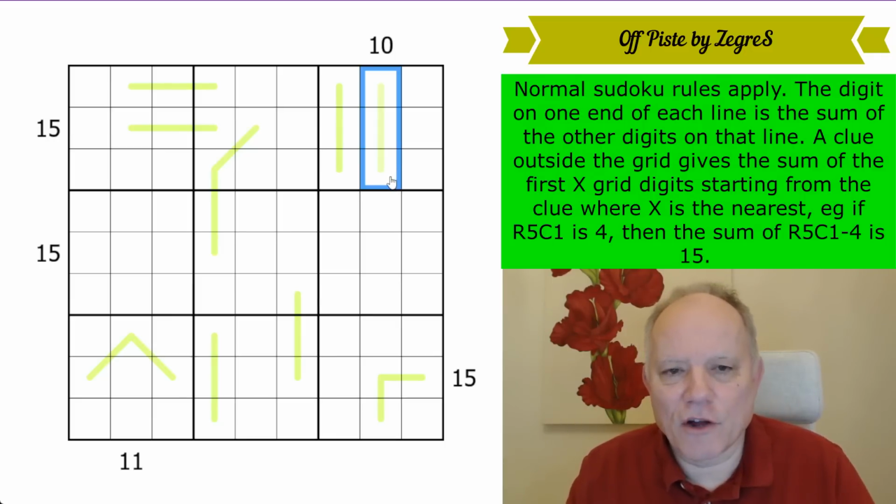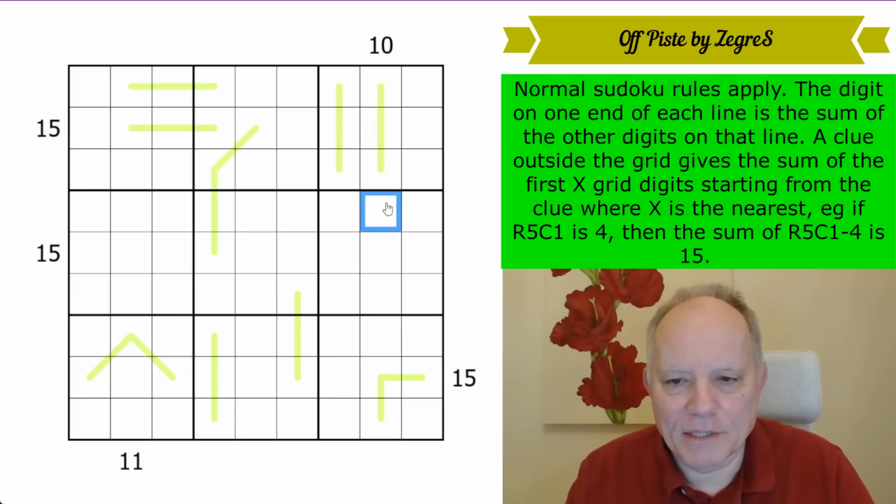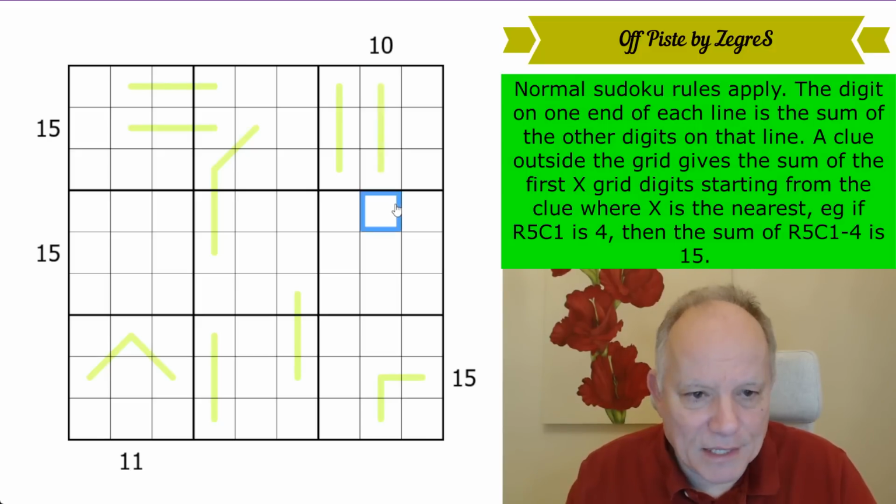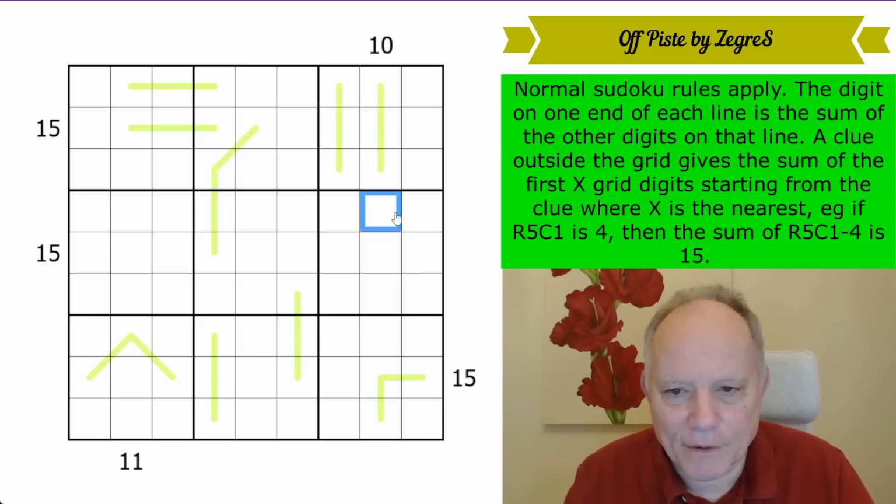Maybe I should try and supply another grid with different lines, but these are what Zegresh has chosen. The digit on one end of each line is the sum of the other digits on that line. You may just have to squint at your screen or take it out of dark mode to see the lines. So they're arrows, but one end is the circle, and we don't know which end that is. We have to work that out.